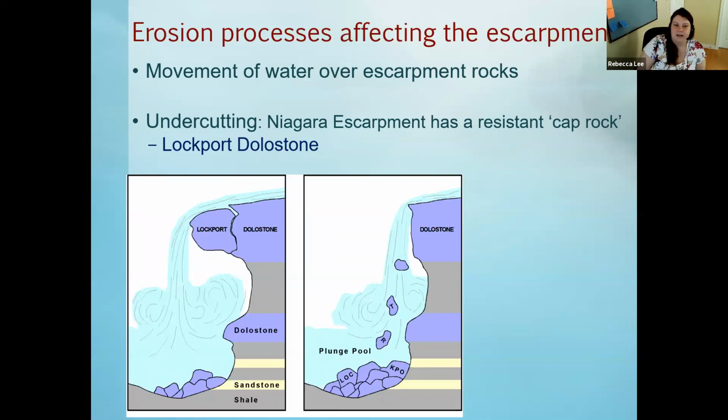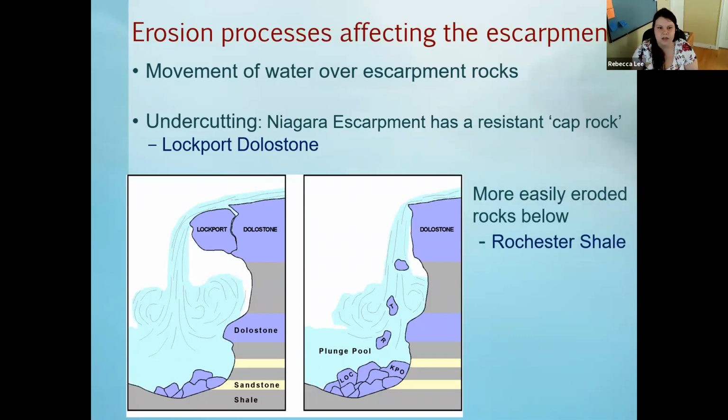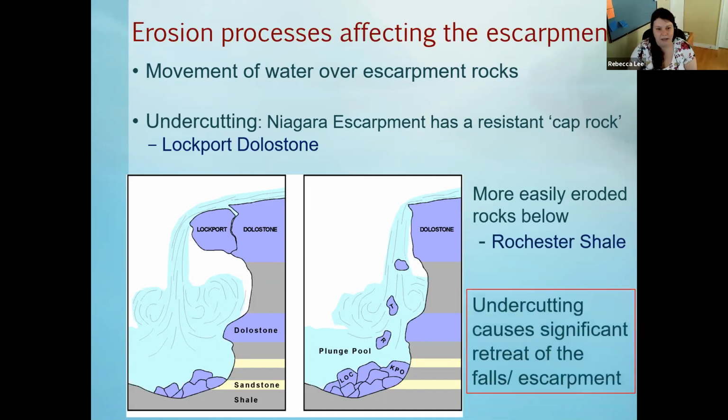But underlying all of these resistant cap rocks is a much weaker rock, often the Rochester Shale. Shales erode much more rapidly due to the nature of their composition and the small grain size. So when you're at the escarpment edge and you see all that debris at the base, it's usually mostly made of clay, which comes from these shales. As it is eroded more quickly behind it, the cap rock ends up basically sticking out from the escarpment edge. At some point, the weight of the resistant cap rock exceeds what it can take and it just breaks off.